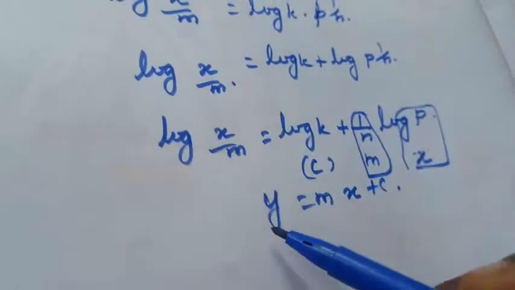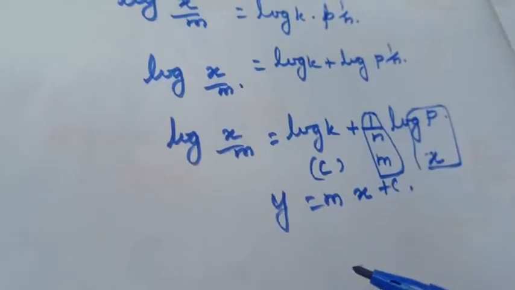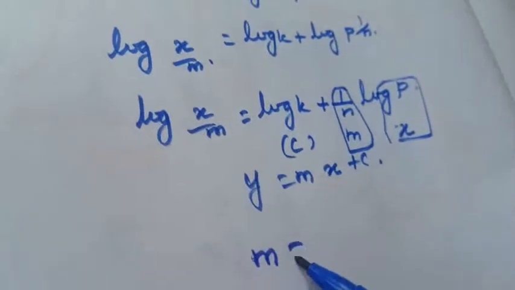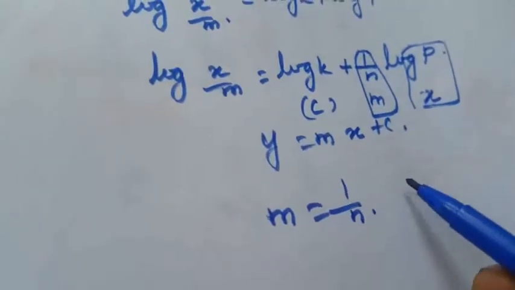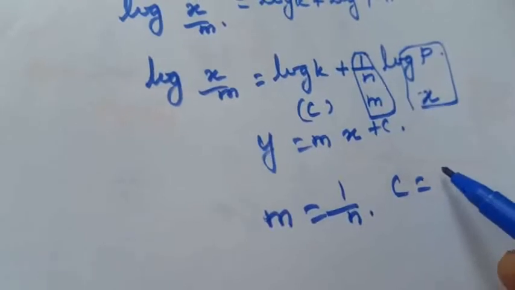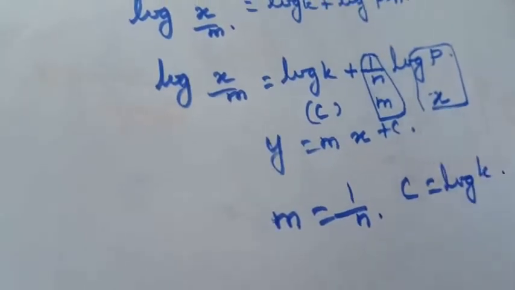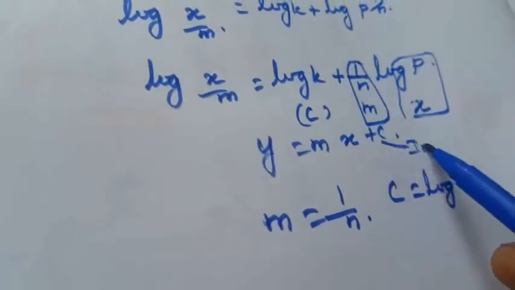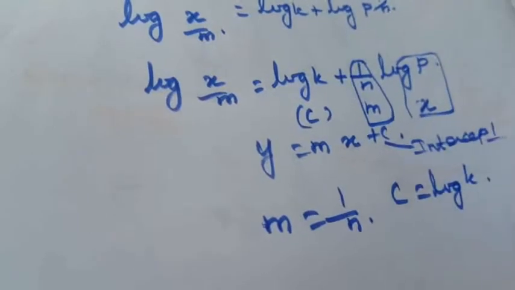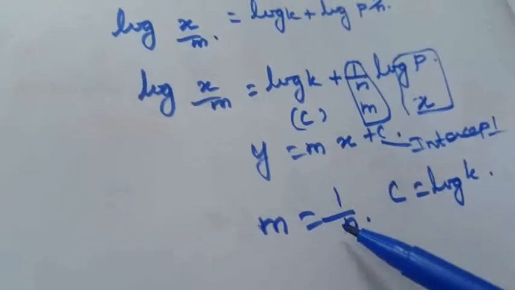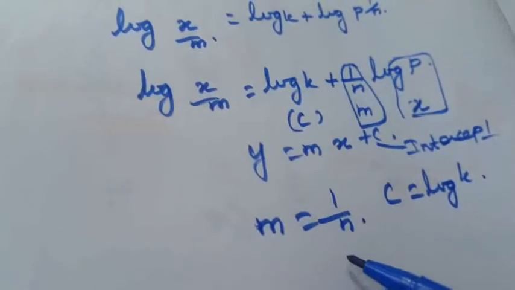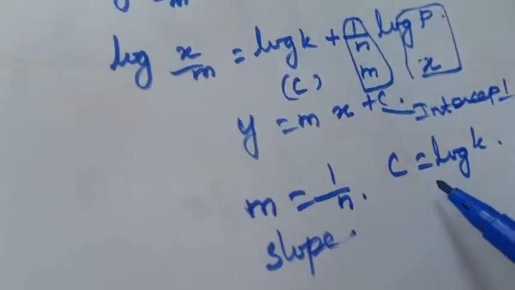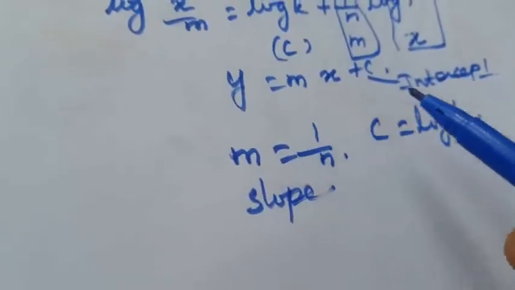This equation explains the increase of x by m with increase in pressure. So what is m? M is equal to 1 by n. What is c? That is log k, the intercept. This is called y is equal to mx plus c. What is c? That is the intercept, the intercept equal to log k. And mx, that is the slope. So the slope gives the 1 by n value. This is called the slope, this is called the intercept. So this is the equation.